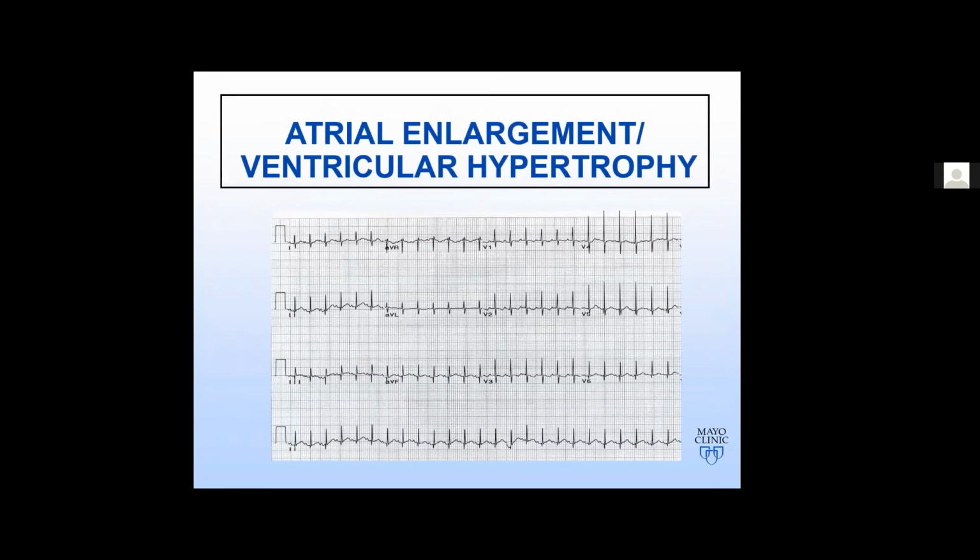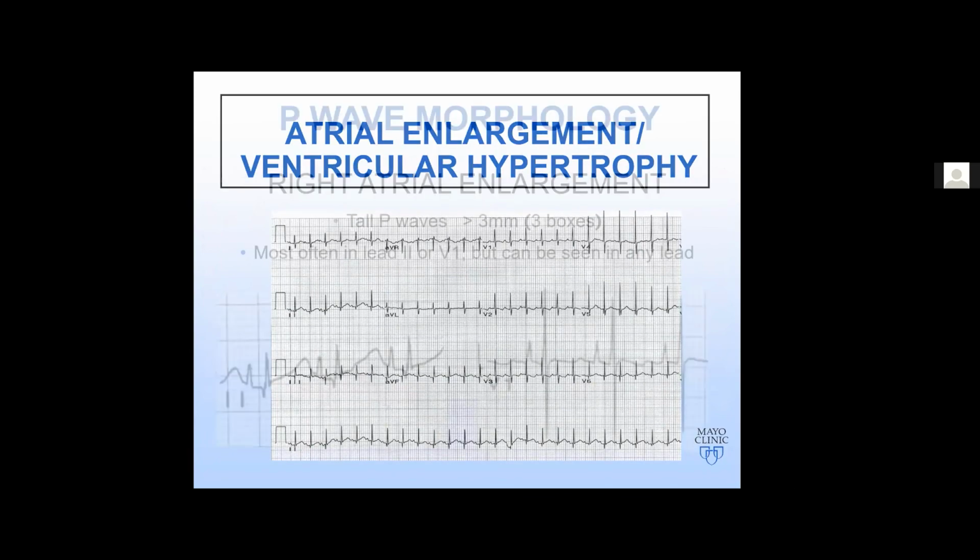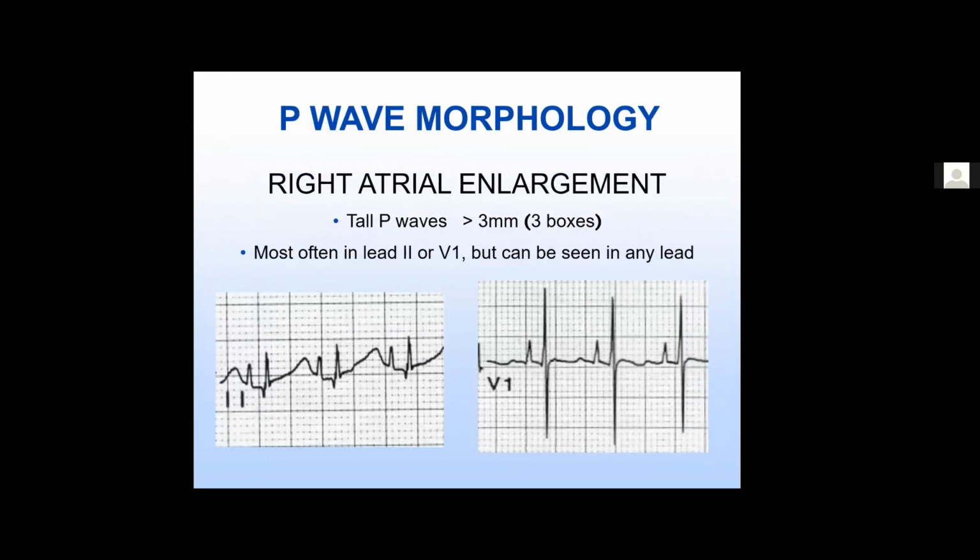So we'll talk briefly about atrial enlargement and ventricular hypertrophy. Because the right atrium is on the right side, when it enlarges this way, there's actually more mass. So tall P waves or big voltages are indicative of right atrial enlargement. And when we say tall, what we mean, once again, is we're going to take the baseline, which is the TP segment, and if this is more than 3 millimeters in any lead, it's most commonly in lead 2 or V1, but it can be seen in any lead. That would qualify as right atrial enlargement, okay?